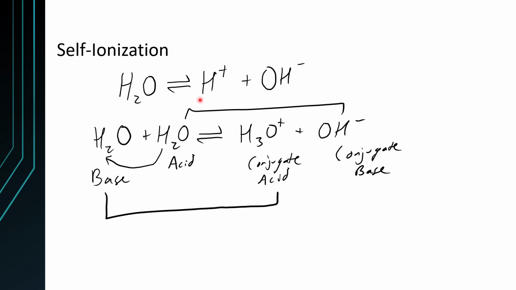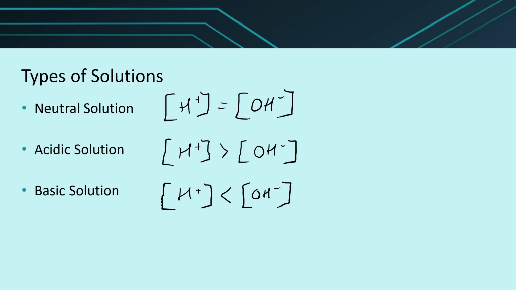So effectively, hydrogen and hydronium wind up being the same thing when you have a water solution where there's more than one water molecule, which is basically always. So we wind up with three types of solutions. You have a neutral solution where the hydrogen ion concentration is equal to the hydroxide ion concentration. Don't forget that those brackets mean concentration or molarity. In an acidic solution, I have more hydrogen ions or hydronium than hydroxide, but in a basic solution, I have more hydroxide than hydrogen.